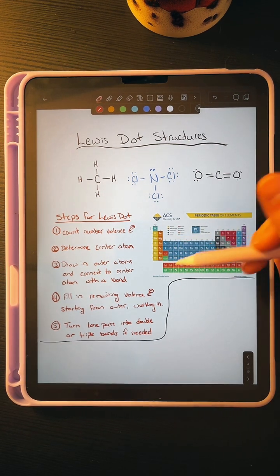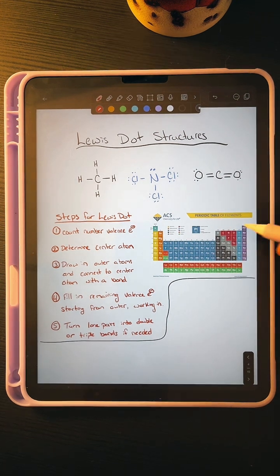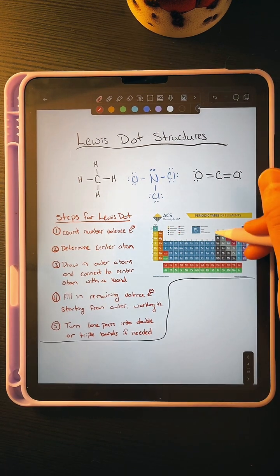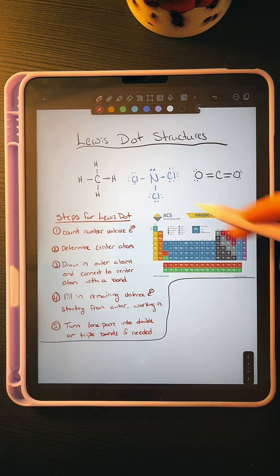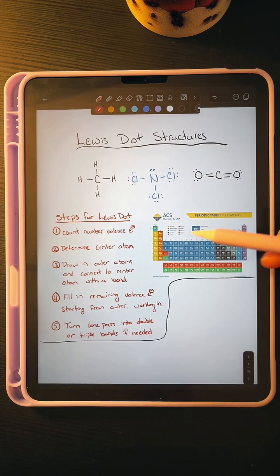No one really cares about them right now. So we skip all of those transition metals and we start again over on the third column. And we are going to go 3, 4, 5, 6, 7, 8. So it goes 1, 2, skip, 3, 4, 5, 6, 7, 8. And so if something's in the fifth column, like nitrogen, it's going to have 5 valence electrons.